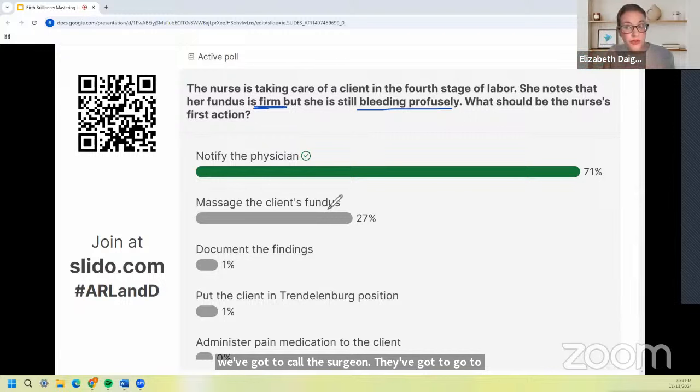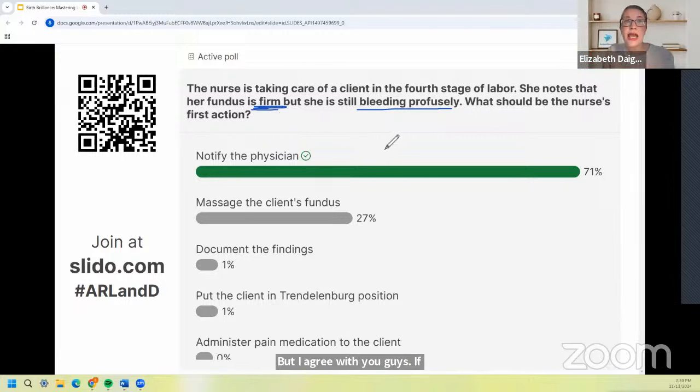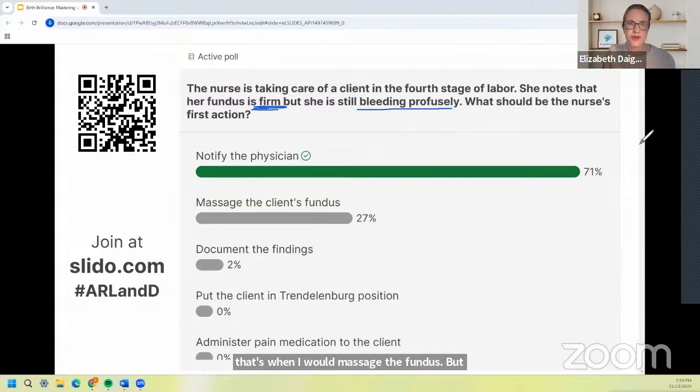But I agree with you guys. If this had said that the uterus is boggy and that they were bleeding maybe a little bit more than expected, that's when I would massage the fundus. But with this clinical scenario, we really got to get that provider involved.